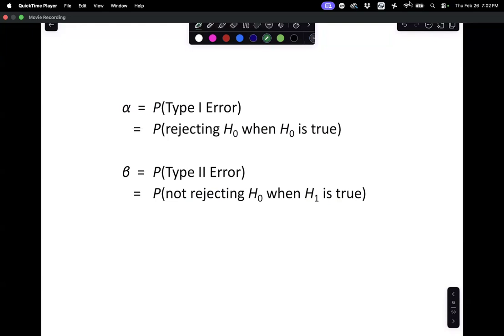Now, on your quiz 7, it's going to ask you what type of error it is and what the probability of making that error is. If it's a type 1 error, you're going to say this is a type 1 error. The probability is alpha. That's all I need. If it's a type 2 error, you will say this is a type 2 error. The probability is beta. That's all I need. Do not get more complicated than that.